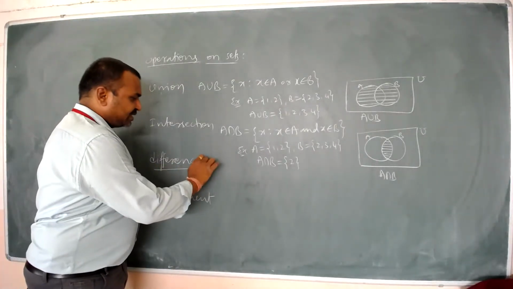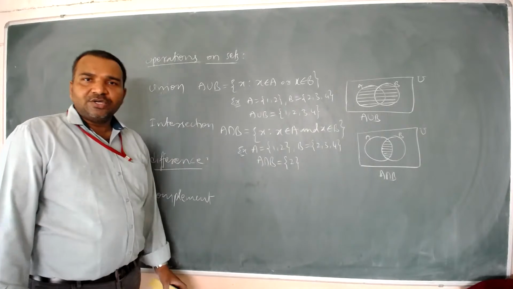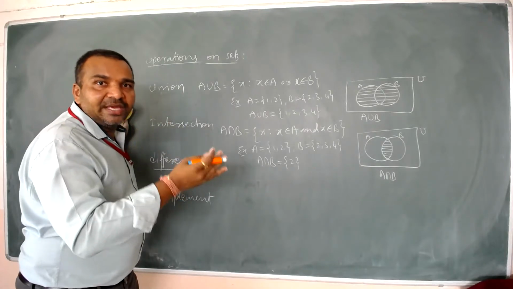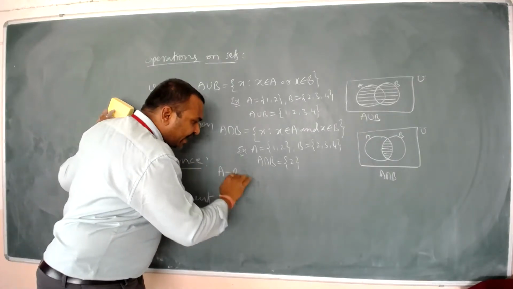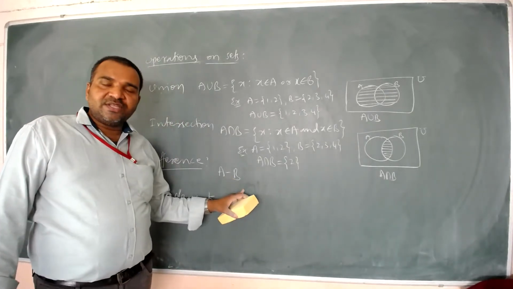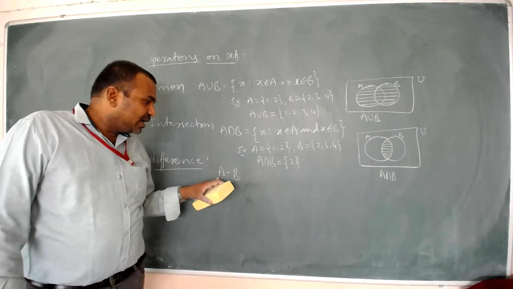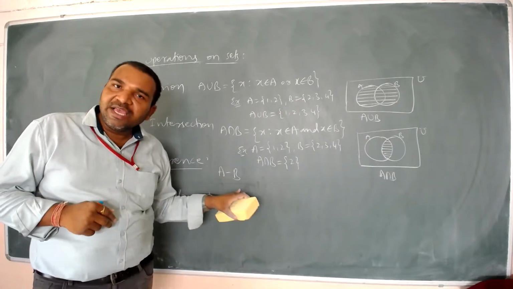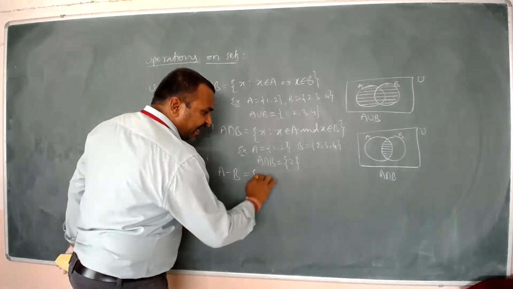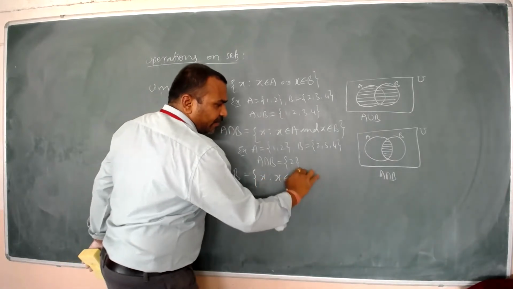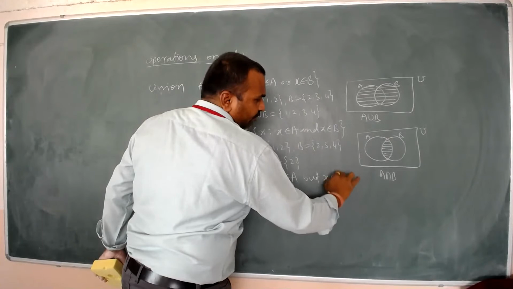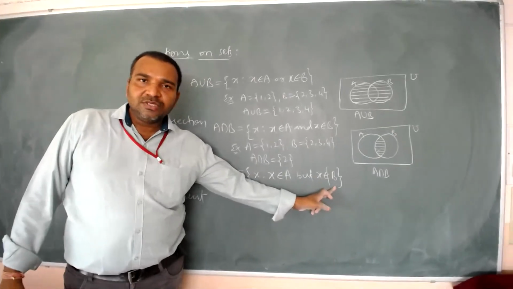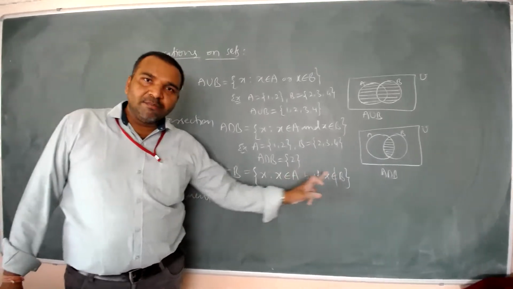See here, difference. What is the difference between two sets? Capital A, capital B are any two sets. Then the difference of B from A is denoted by A minus B. This is the symbol for difference. The difference of B from set A is denoted by A minus B, and it is defined as {x such that x belongs to A but x does not belong to B}. Means the element should be present in A but not in B.